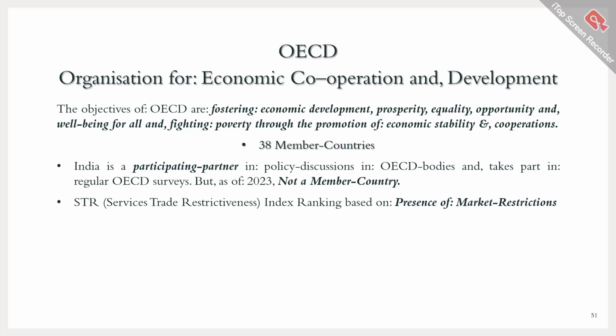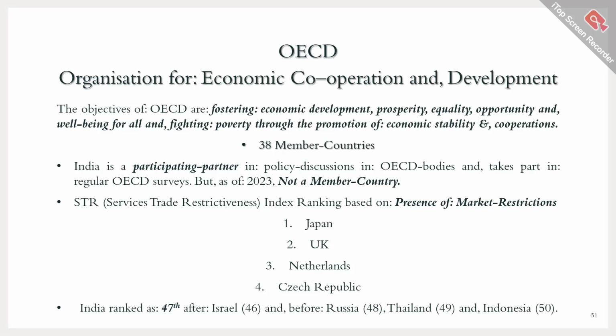Now, the STR, Services Trade Restrictiveness Index ranking, was basically based on the presence of market restrictions. Based on the STR index ranking, the first four countries are Japan, UK, Netherlands, and Czech Republic. India ranked 47th, after Israel, which ranked 46, and before Russia, Thailand, and Indonesia, whose ranks were respectively 48, 49, and 58.